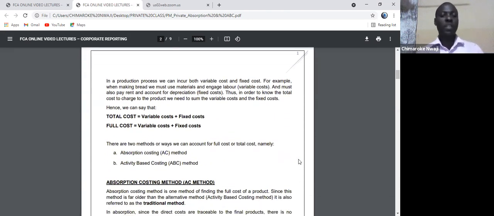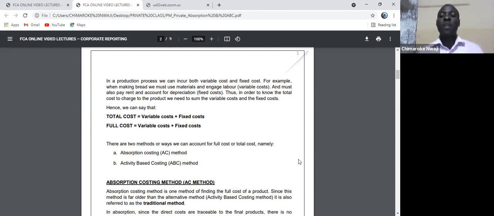Now, in the production process, it is possible that we can incur both variable costs and fixed costs at the same time. For example, let's go back to our bread that we are making in our factory. We must use materials. The factory must buy material to make the bread. That is a variable cost. They must engage frontline laborers to do the job. Now, that is also a variable cost. They can also pay rent. They will also account for depreciation. These are fixed costs. So in order to know the total cost of a product, you need to identify the variable cost elements and the fixed cost elements.